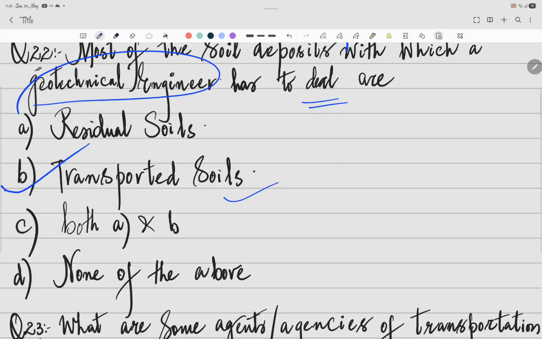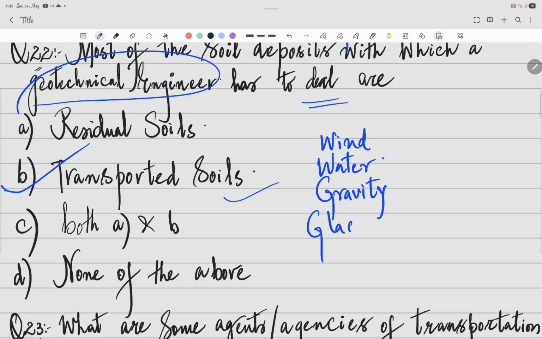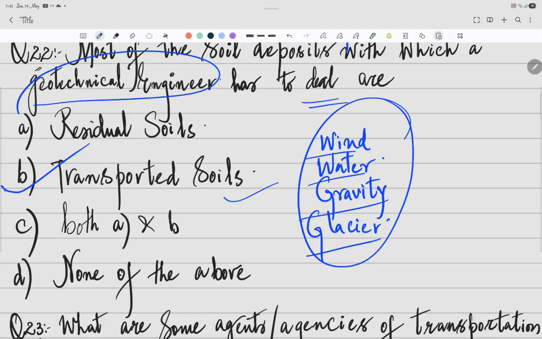All right, which are transported from their place of origin to some other place that's known as place of deposition by the agencies of transportation. That can be wind, that can be water, that can be gravity, that can be glacier, or the combined action of all these four.